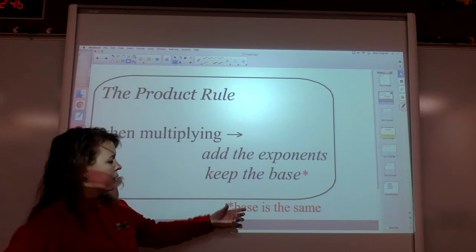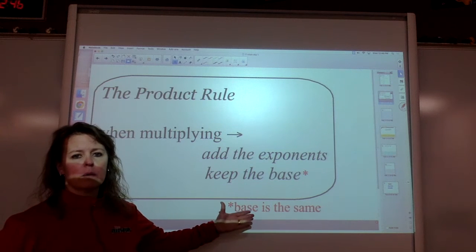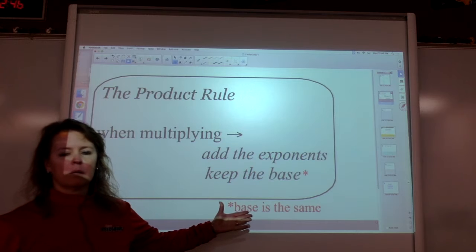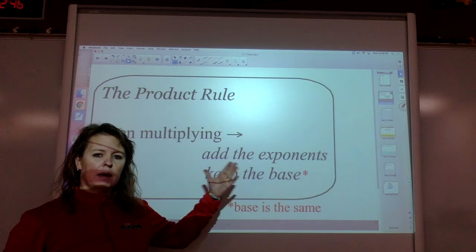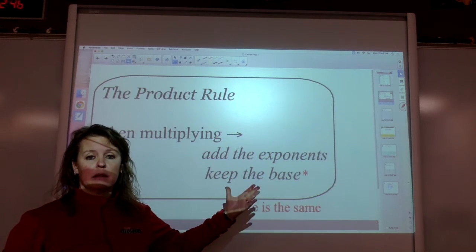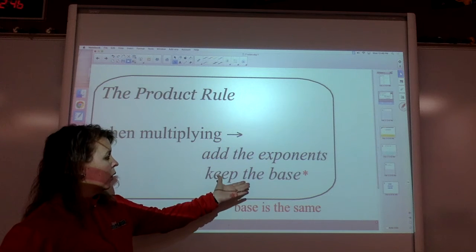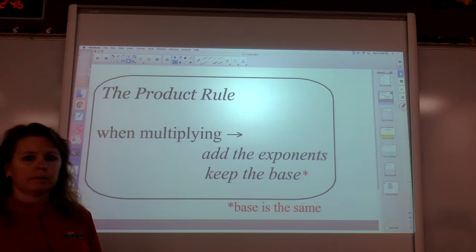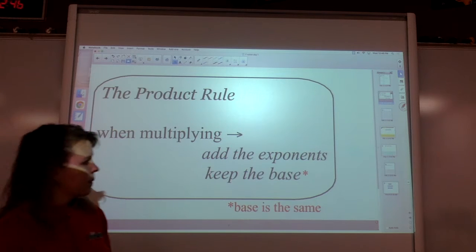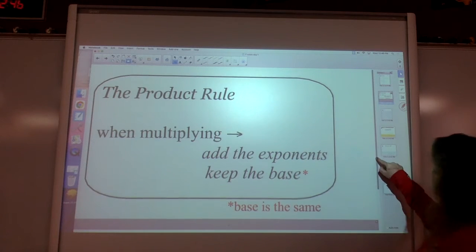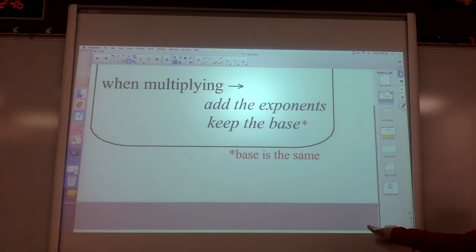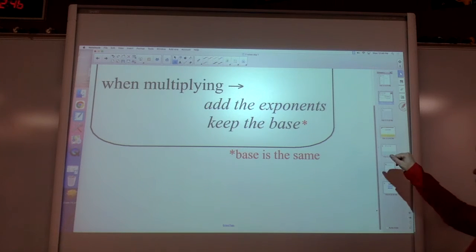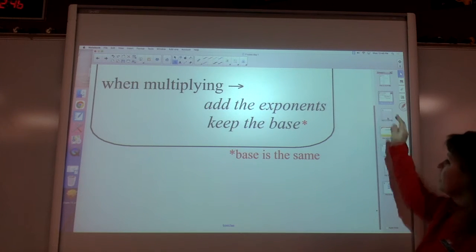And what does the little asterisk mean? It means it only works if the base is the same. The base has to be the same. It has to be an a to the second times a to the third. It can't be an a and a b. So keep the base the way it is because they have to be the same anyway. Pause it if you need to. Write that down. There will be 5 rules by the time we're done with this whole thing.